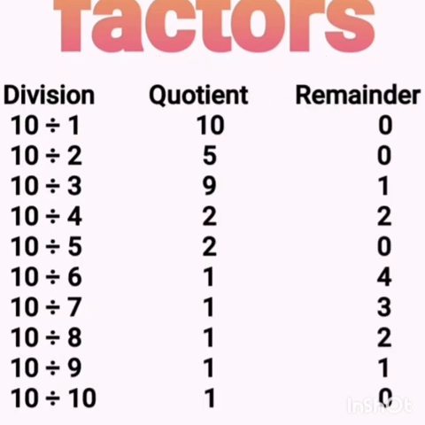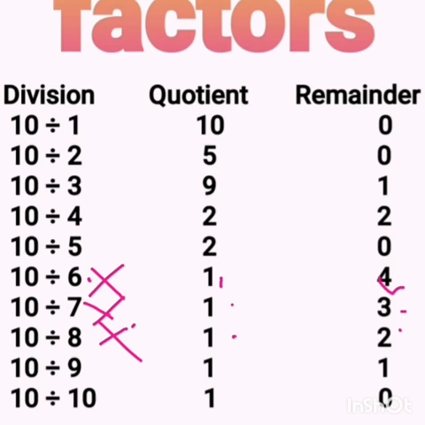So 10 divided by 6 gives me quotient 1 and the remainder 4. So 6 is not a factor of 10. Then 10 divided by 7 gives me a quotient 1 and remainder 3. So 7 is not a factor. Next, 10 divided by 8 gives me quotient 1 and remainder 2. So 8 is not a factor of 10.